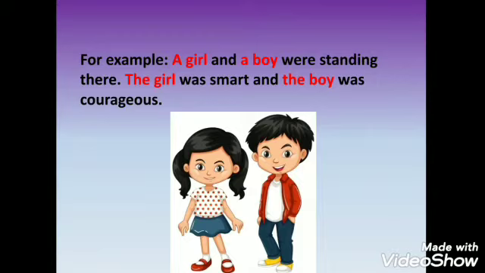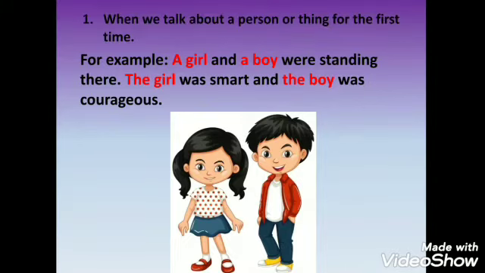In the first sentence, we are talking about the boy and the girl for the first time. We don't know them. And in the second sentence, we know whom we are talking about, that is, that particular girl and that particular boy. In the first sentence, we are using a girl, a boy. And in the second sentence, we are using the girl, the boy. Therefore, we get our first point. When we talk about a person or thing for the first time, we use a or an.